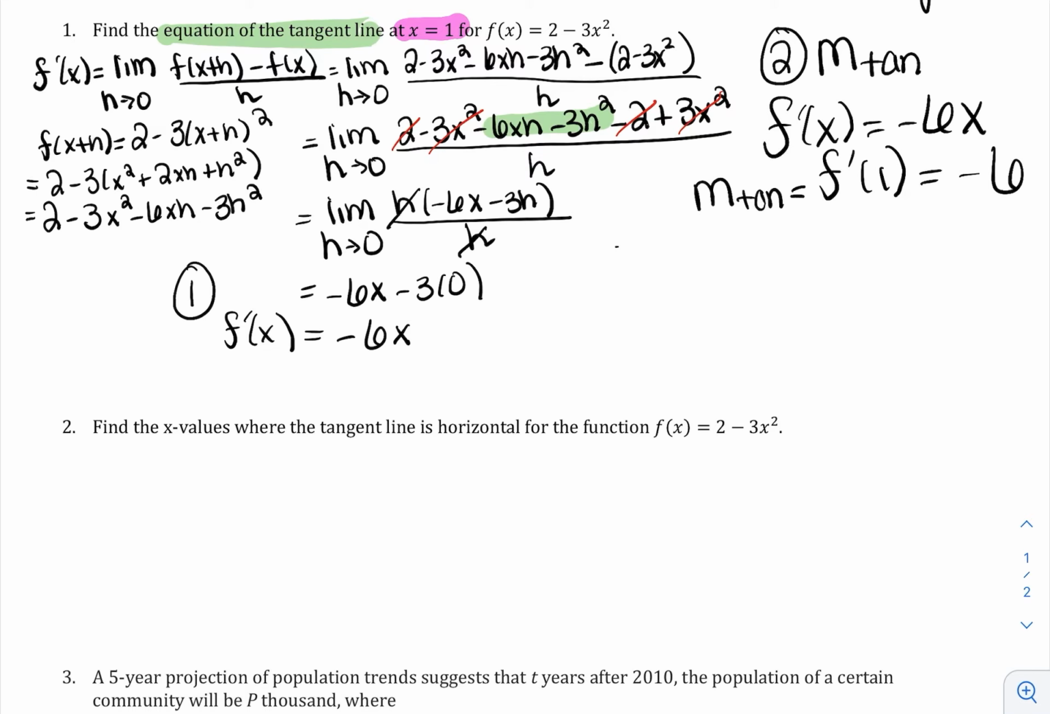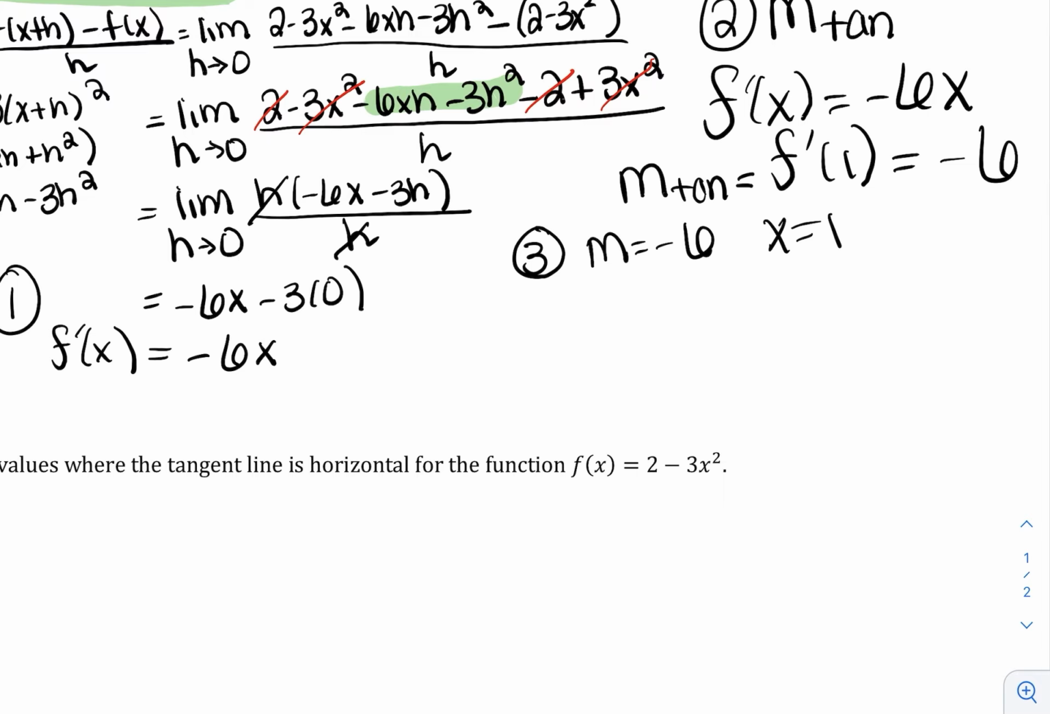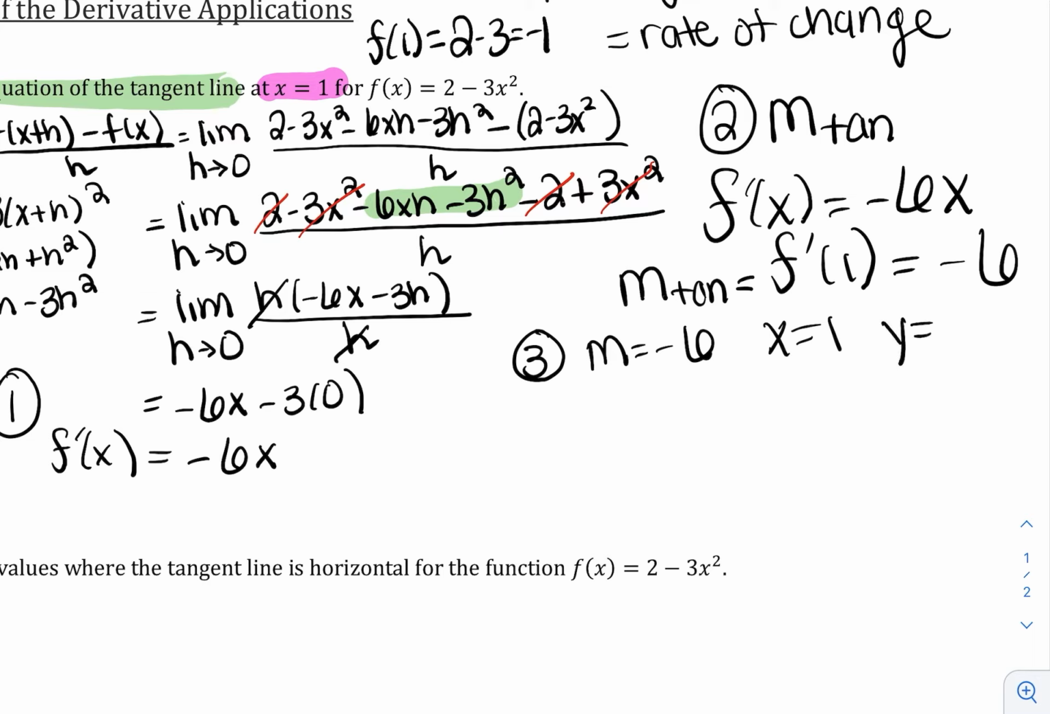And the last step is to do the algebra, which is to create the equation of a line. To find the equation of the line, you can do so if you have the slope and you have a point. Now, I know that my slope is negative 6. I know that x is 1. The only part that I'm missing is y, which is very easy to find. The way that you find y is you plug x into the original. Anytime you're looking for the y coordinate, you plug it into the original. So I'm going to do that here, f of 1. That's going to be 2 minus 3, which is negative 1. So my y is negative 1.